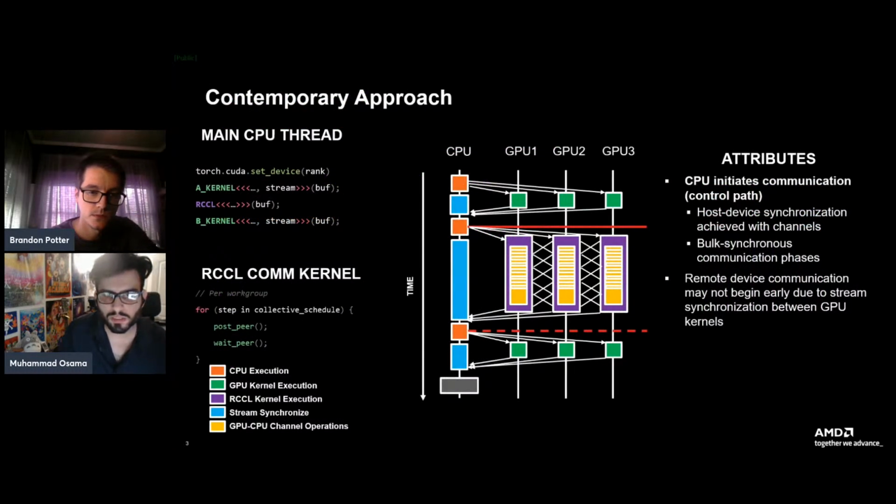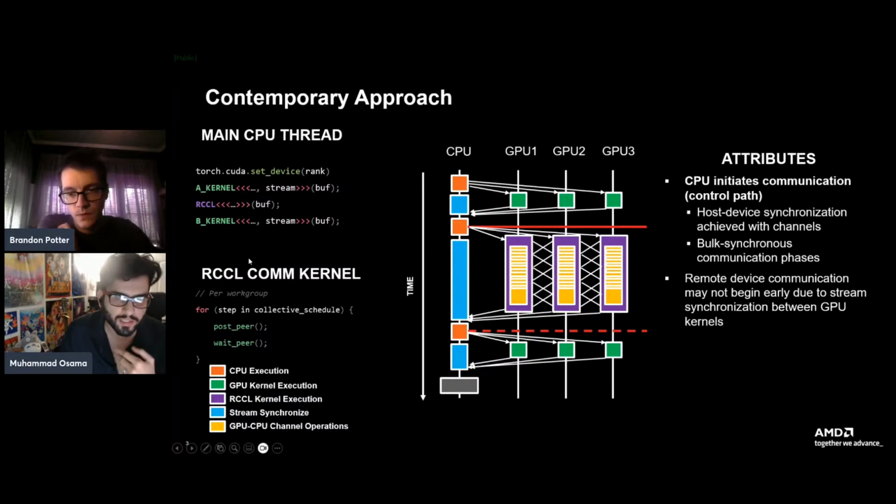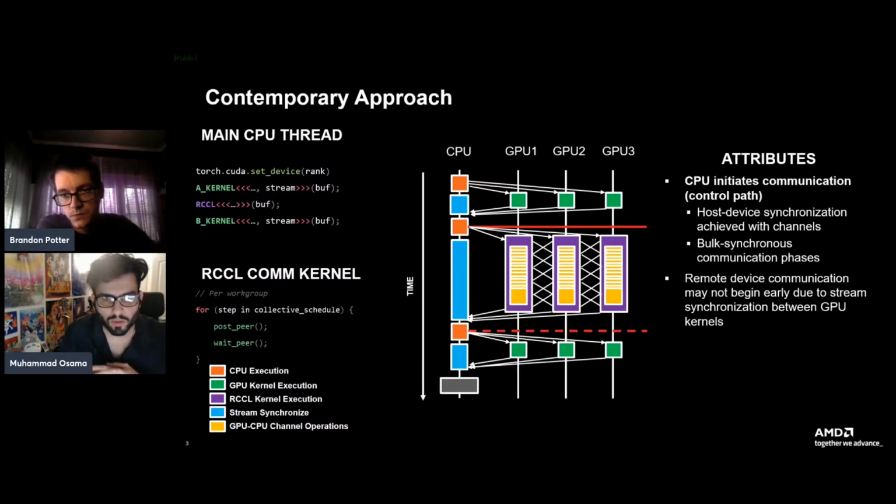The contemporary approaches, which we'll compare against in the presentation, are based on what RCCL does, the bulk synchronous programming model. On the left-hand side, I show a little code snippet: you set your device, you launch a compute kernel, you wait for that compute kernel to fully finish, then you launch your communication kernel, then you wait for that communication kernel to fully finish, and then you launch your other work that you wanted to do. So it's a very stop and go kind of model, the bulk synchronous model.